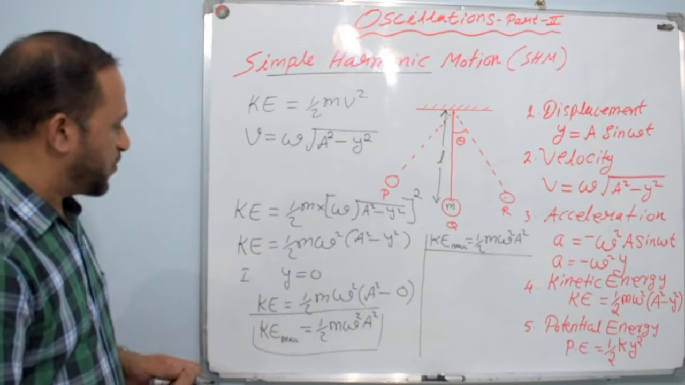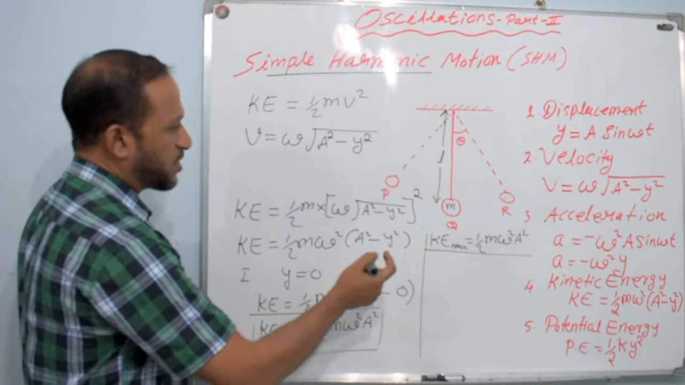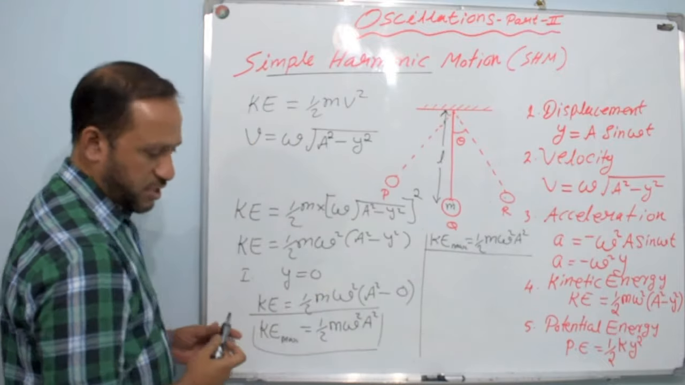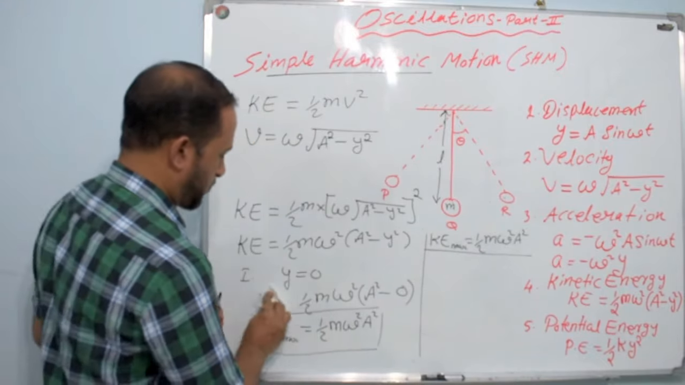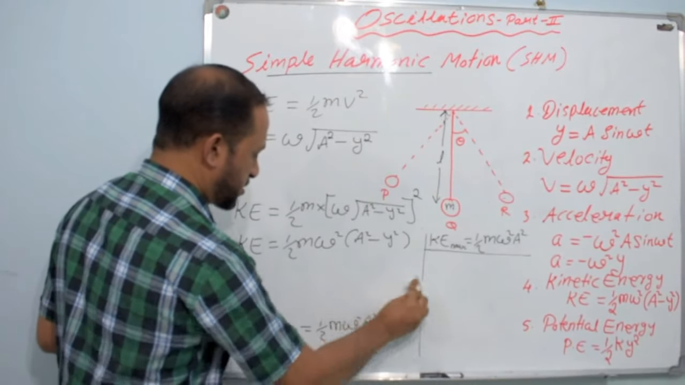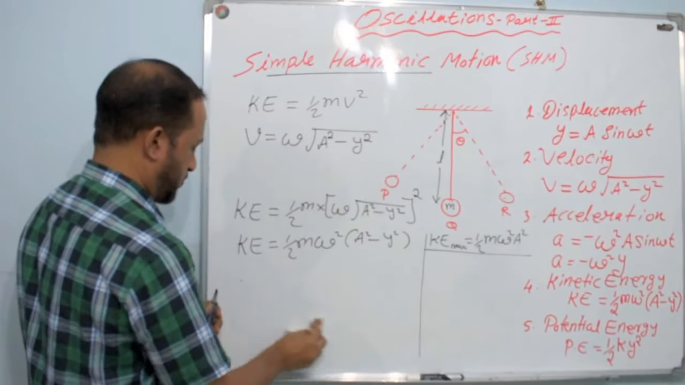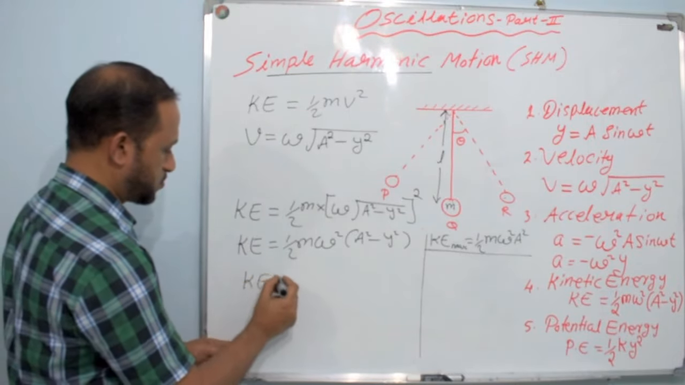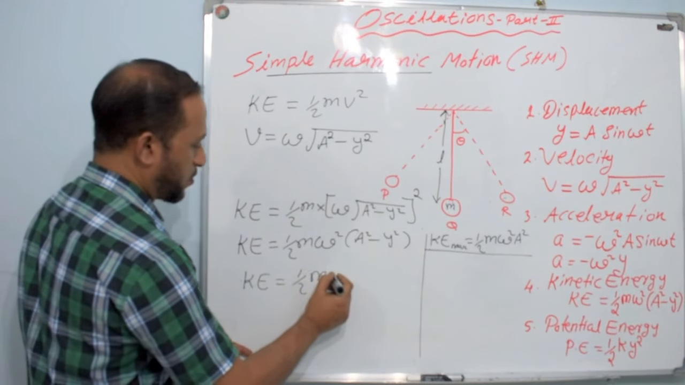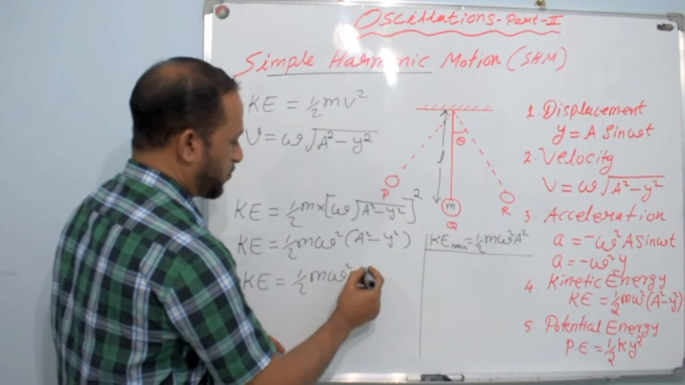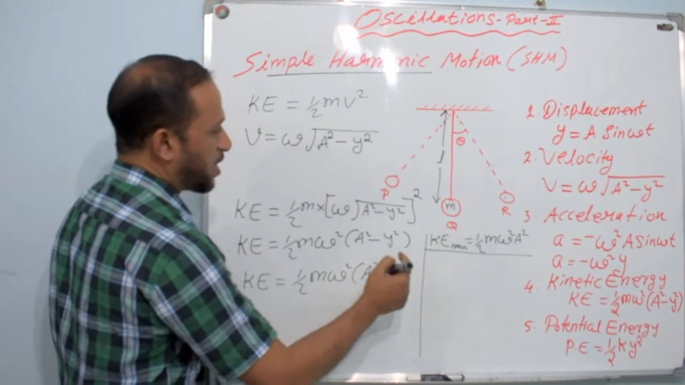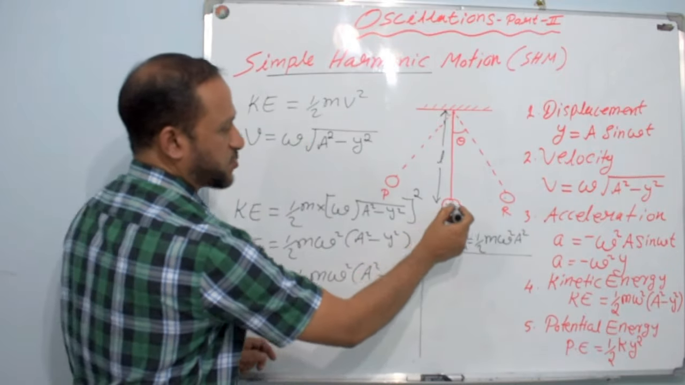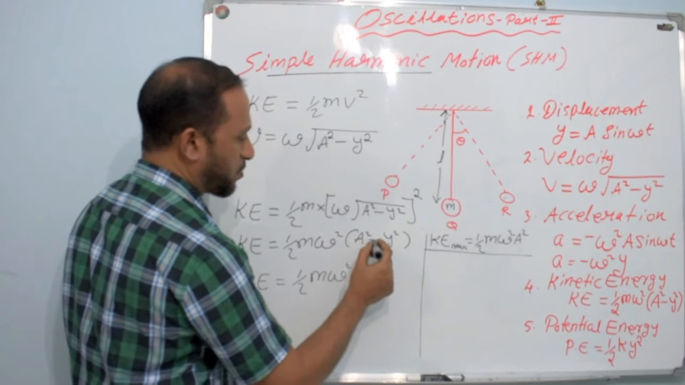Now, if we apply the same condition at the extreme point, that is the second case, at the extreme point, KE is equal to half m omega square into a square minus, at the extreme position, y equal to a. The displacement y becomes a, that is a square minus a square.